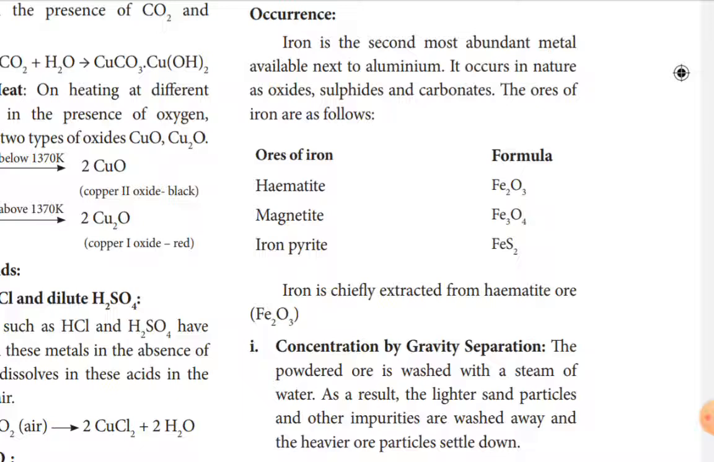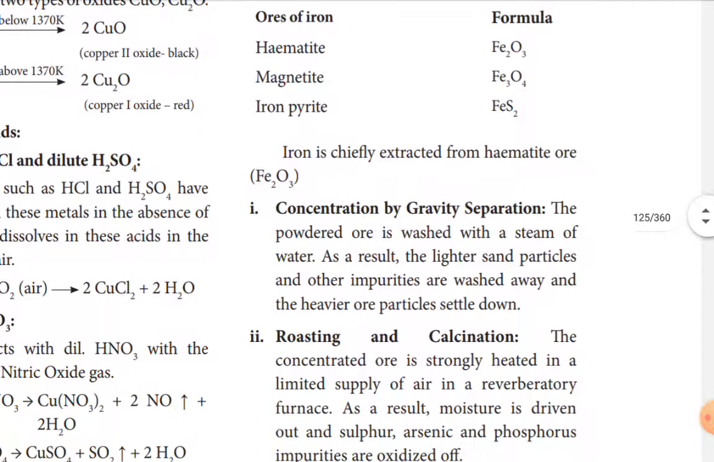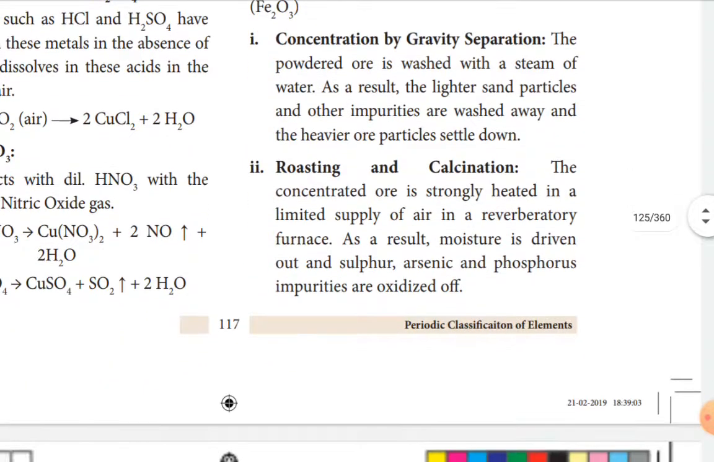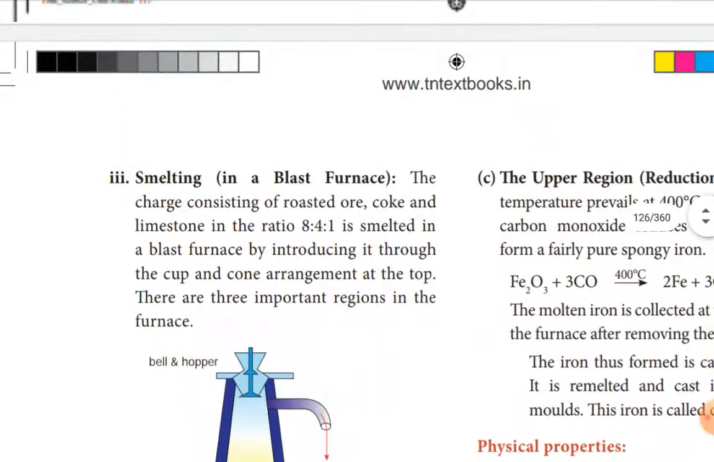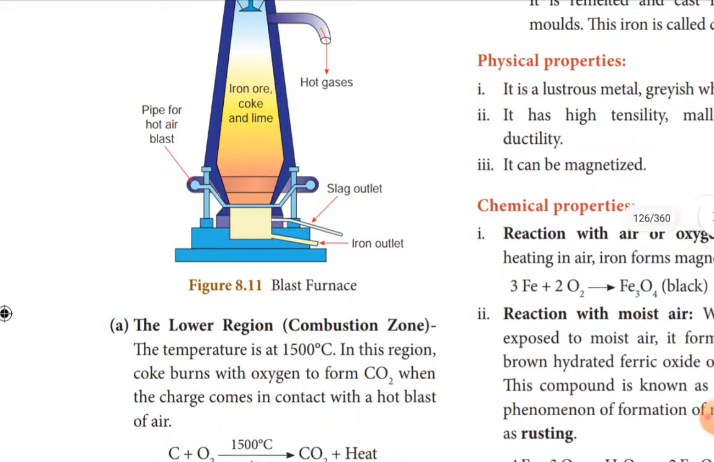Hematite Fe2O3 is the ore, and it is concentrated by gravity separation. So light impurities are washed away, heavier ore particles are settled down. Then during the calcination, the impurities like sulfur, arsenic, phosphorus are oxidized off. Then in the smelting blast furnace, it is charged by the roasted ore, coke and limestone in the ratio of 8:4:1. And there are three important regions in the blast furnace.